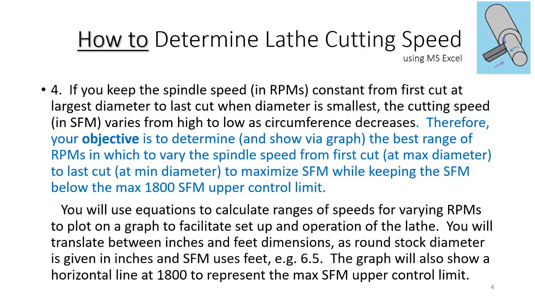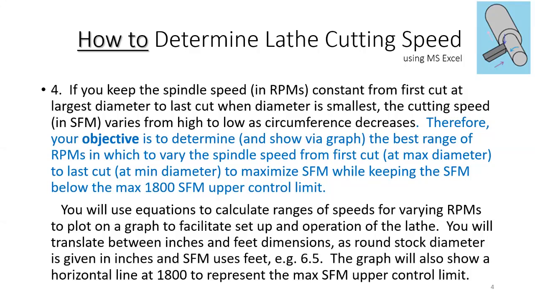So you may ask, why don't you just set it and let it go? Well, if you keep it constant from the very first speed, such that it was under that surface feet per minute, as the diameter gets smaller and smaller, the radius gets smaller, and the effective surface feet per minute decreases significantly.